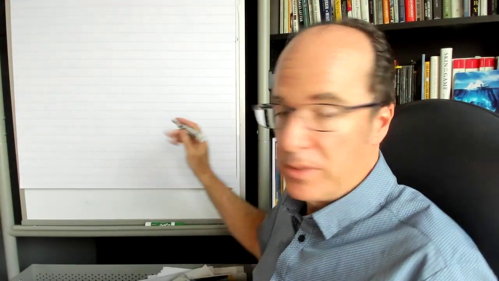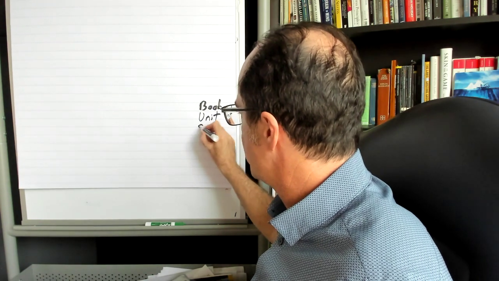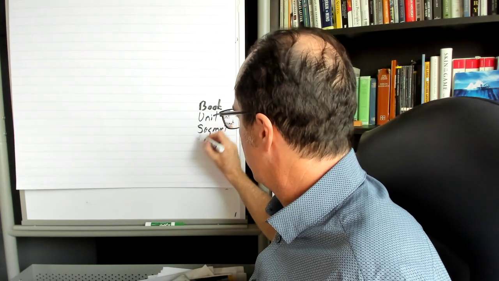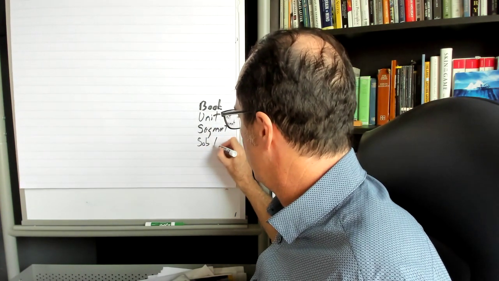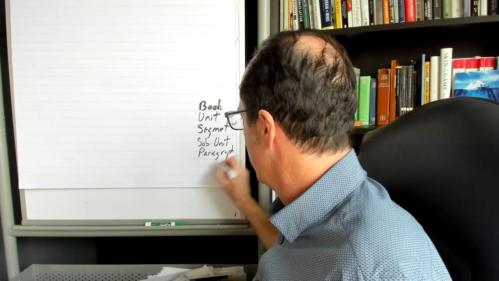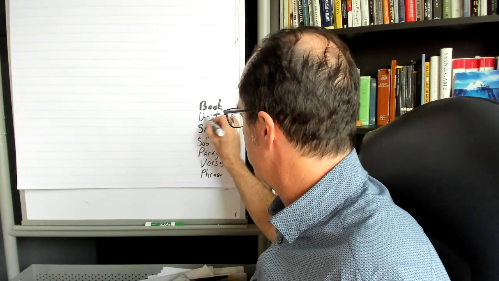I want to talk about structures, and this time the question is, do some structures not connect main units together? Again, remember, in inductive Bible study, structure happens at multiple levels. Structure happens at the book level, the unit level, the segment level, the main unit, the subunit level, paragraphs, verses, and even phrases.